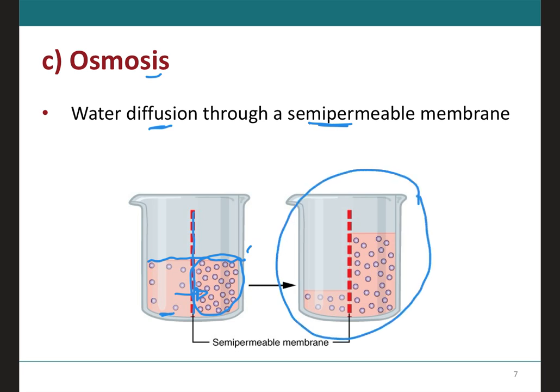So at the end, you will have the same concentration of solute on both sides. Therefore, you need more water on the right side compared to the left side because you have more solutes on the right side. Therefore, this is what we call osmosis. So basically, it's the water diffusion through this semi-permeable membrane.